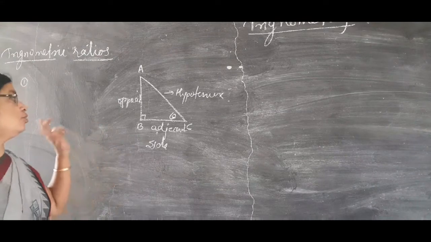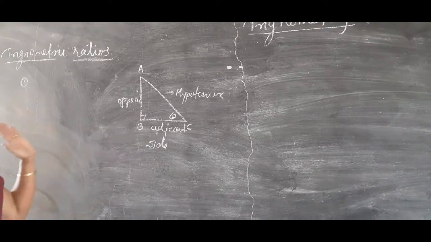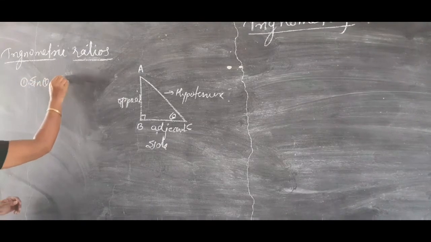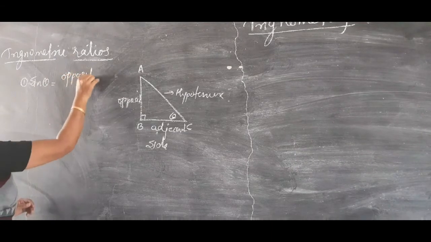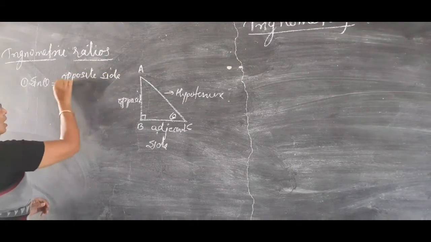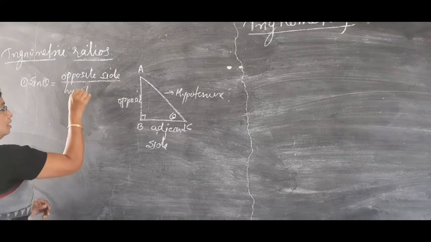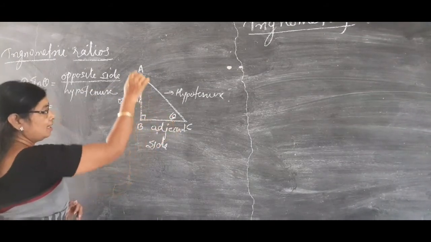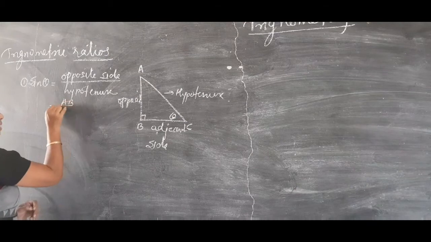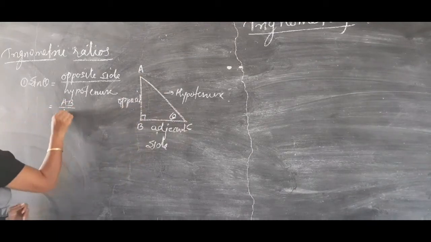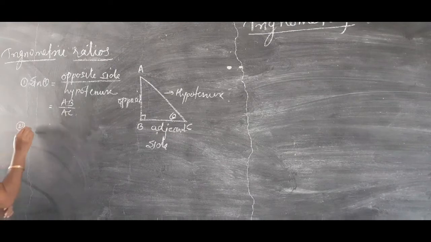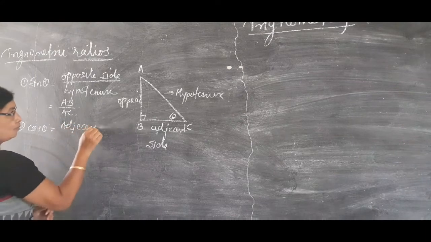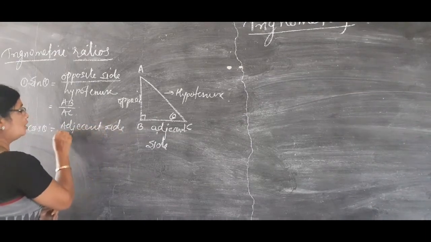In 9th standard you have to study only 3 ratios: sin, cos and tan. Now what is the first ratio? Sin. What is the formula for sin? Opposite side upon hypotenuse. Now what is the opposite side of theta? AB. And what is the hypotenuse? AC. Now the second ratio is cos theta. Cos means adjacent side upon hypotenuse.